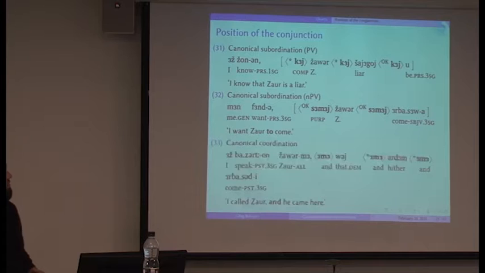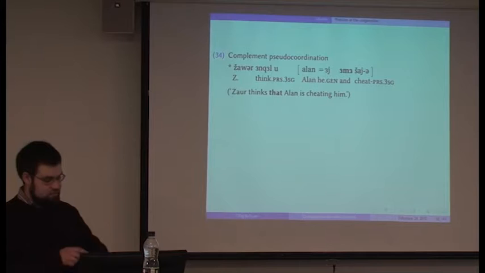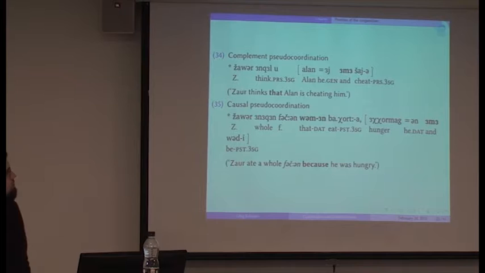So again, generally we can put the subordinator within the subordinate clause. And for "and", this is not possible, so we have to place it between the clauses. I called Zaur and he came here. The conjunction "and" has to stand after Zaur and before "he". It cannot move farther to the right or to the left. And as far as this test is concerned, we see that "and" in both of the pseudo-coordinating constructions behaves just like a coordinating conjunction should. So it cannot be embedded in any possible way, as you see in 34 and 35. So Zaur thinks Alan, him, and cheats is impossible, and the same concerns the causal construction in 35.